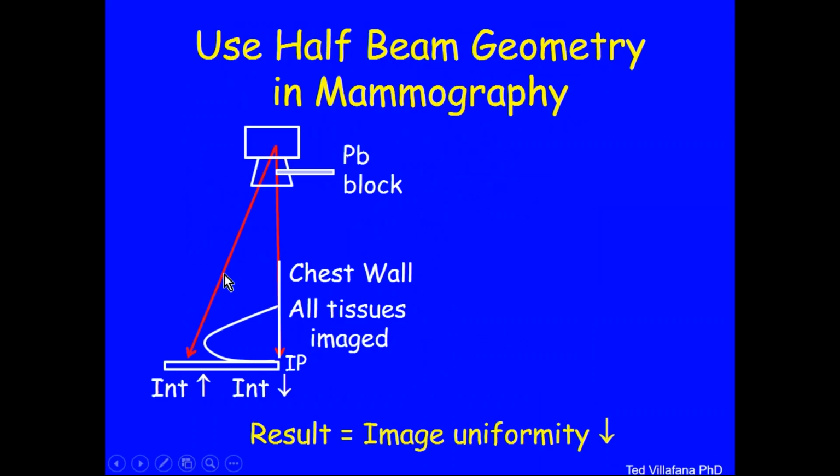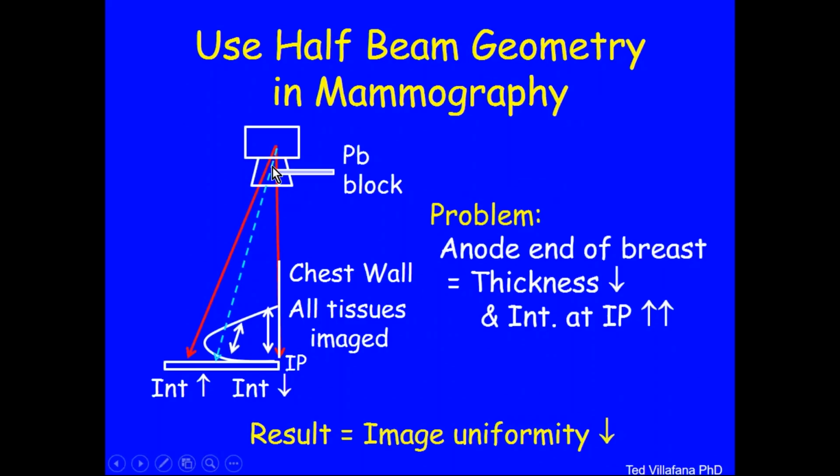But now, what happens and why should we use the anode half of the beam? Okay, follow this particular ray path, the one green dashed. Notice that the ray path through the breast, even for a compressed breast, the tissue thickness is always thinner at the nipple end of the breast as compared to the chest wall. So what? Well, that means there'll be a lot less intensity at the chest wall than there is at the other end of the breast.